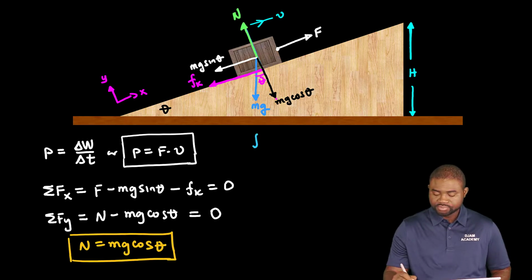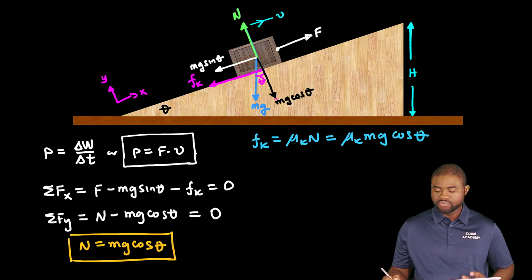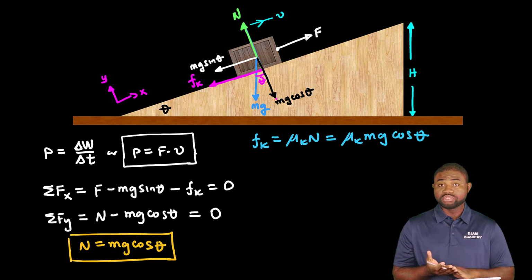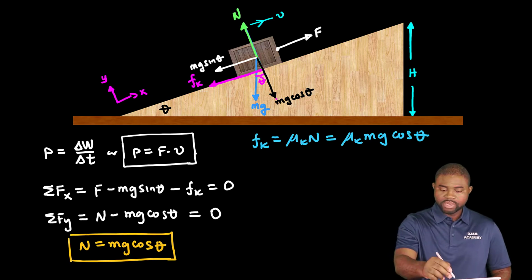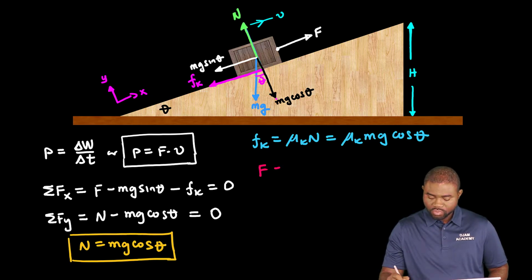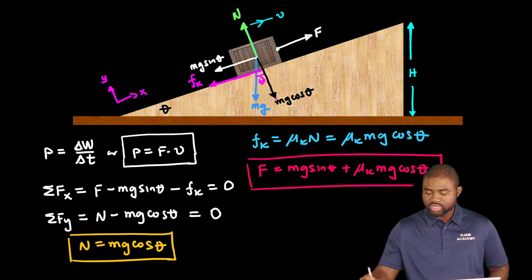So by definition, f_k is just going to be equal to mu_k N, which is equal to mu_k mg cosine theta. That gives us the magnitude of the kinetic friction acting between the block and the inclined plane. Now, this would imply that F will be equal to mg sine theta plus mu_k mg cosine theta. This is the magnitude of the force F acting on the box.